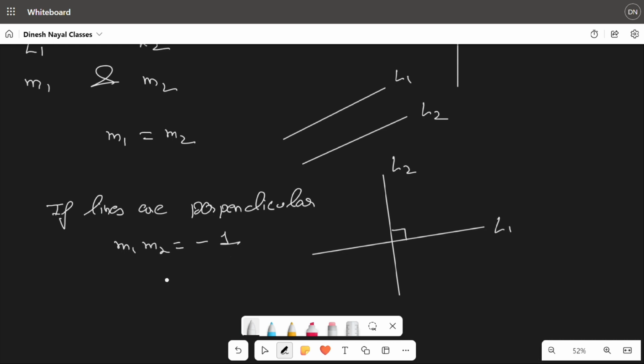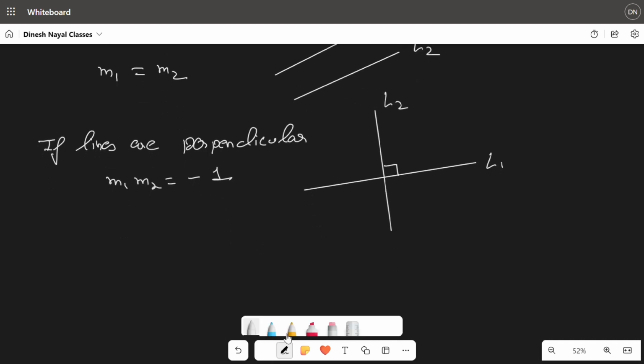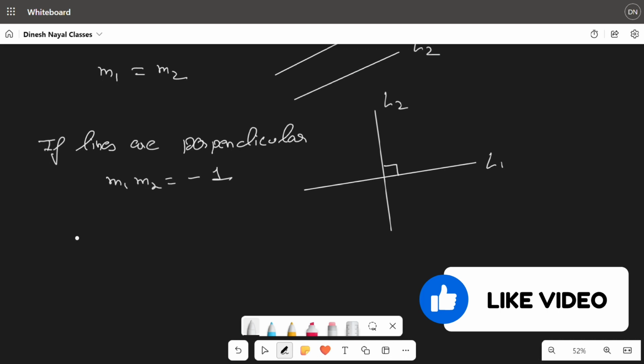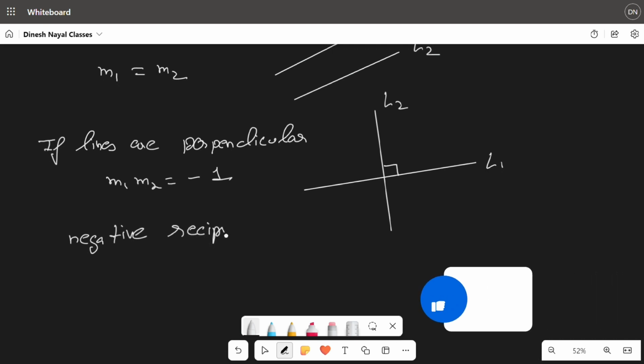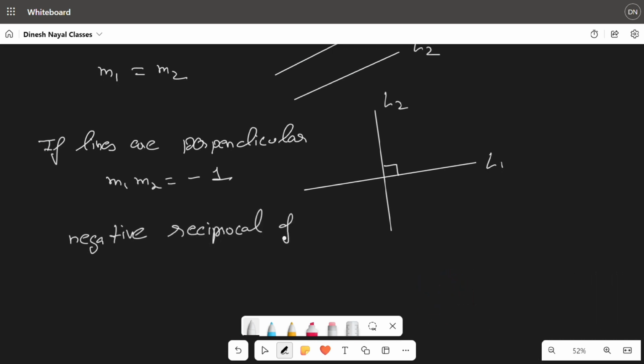Also you should note that the gradients are negative reciprocals of one another. Suppose line m1 has a slope of 2 by 3, and another line is perpendicular to this line, so m2 will be -3 by 2. You reciprocate it and put a negative sign.